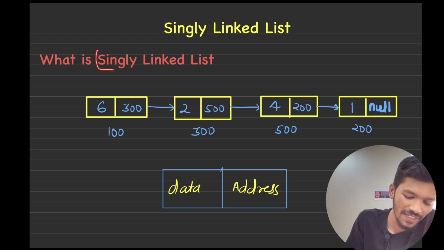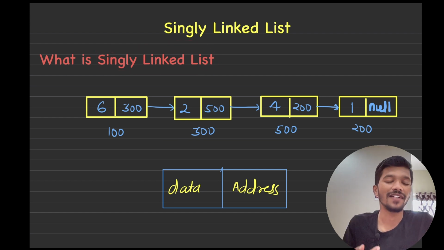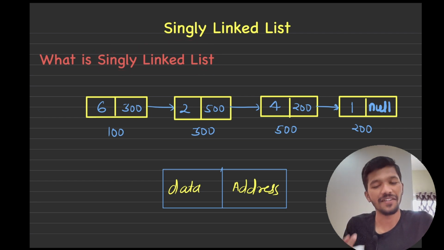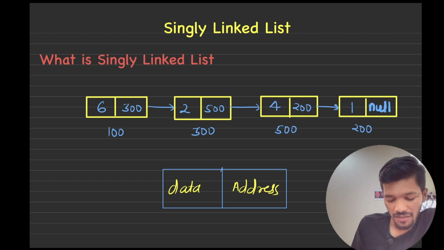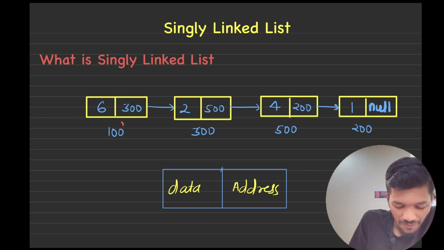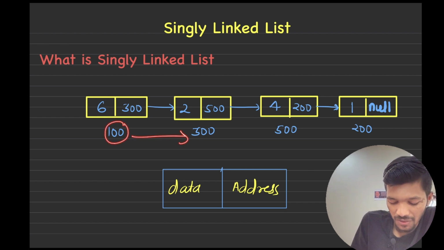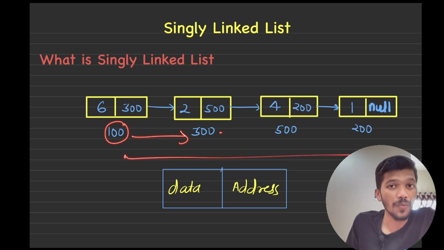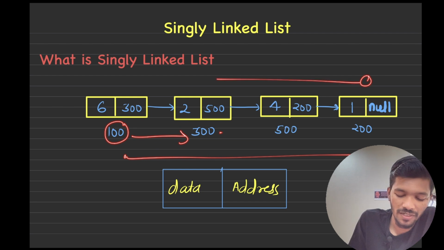So this is what a singly linked list means, that it always contains two parts, the data part and the address part. The second important thing to note over here is that since every node is holding the address of its next node, I can move from the first node till the last node, but I cannot come from the last node back to the first node.